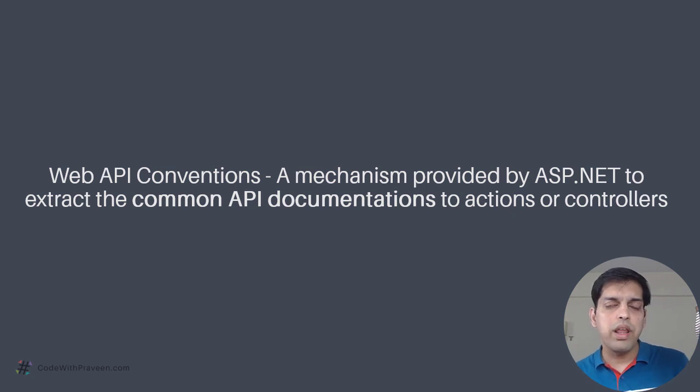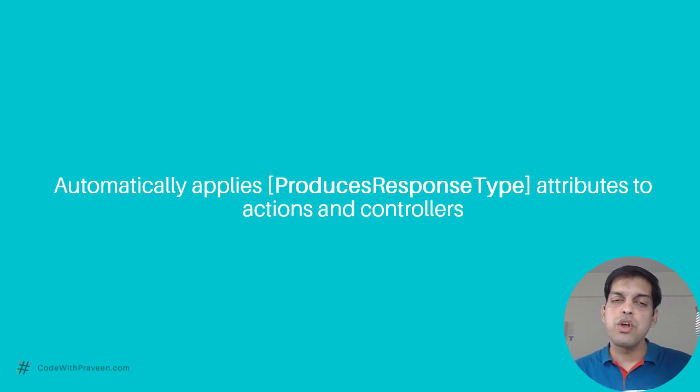What if you can automate applying these attributes for these action methods in a more generic manner? Instead of writing the attributes for each of these action methods and controllers, will it not be good if there is a method where we can apply it in an automated fashion? Those are referred to as these Web API conventions. These conventions are going to automatically apply producers response type attributes to controllers and actions. Once you have enabled this, instead of manually going and adding these attributes to your action methods, API conventions is going to take care of that for you.